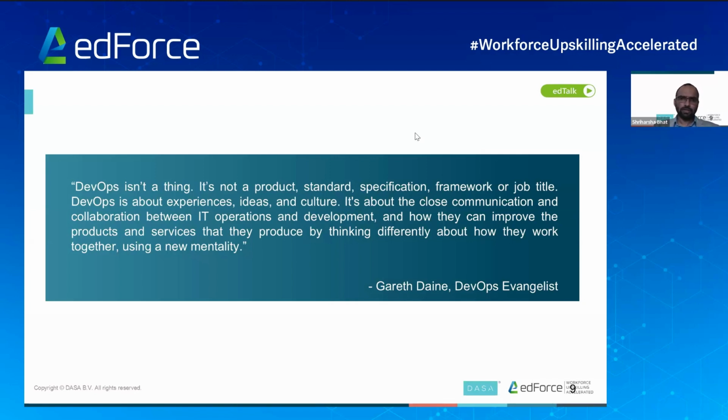So I was talking about, right, it's not about what it is, like a product, standard, or a specification. It's about close communication and collaboration between IT operations and development, and how they can improve the products and services they produce by thinking differently about how they work together, using a new mentality. There are some models we are going to talk about, like CALMS model, etc. So we will talk about that.